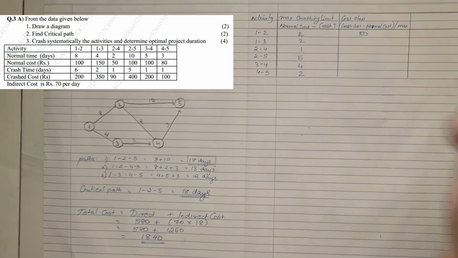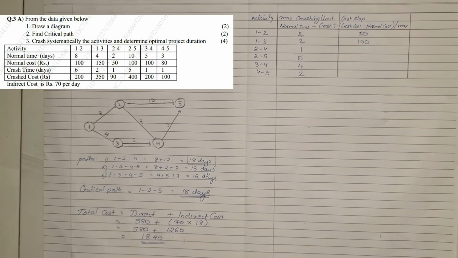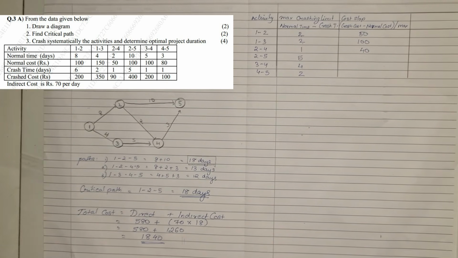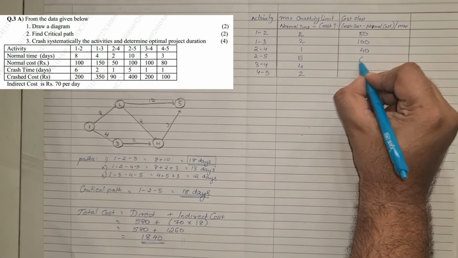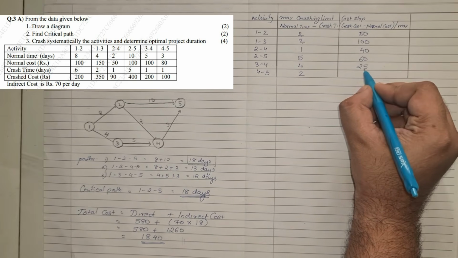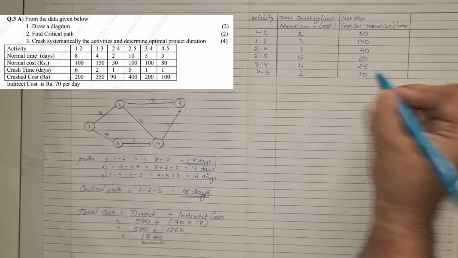Same way for the second one, 350 minus 150, that comes to 200. 200 divided by 2 is 100. Next is 90 minus 50, which comes to 40, divided by 1 is 40. Then 400 minus 100 divided by 5, which comes to 60. Then 200 minus 100 is 100. 100 divided by 4 is 25. And last, 100 minus 80 is 20. 20 divided by 2 is 10.